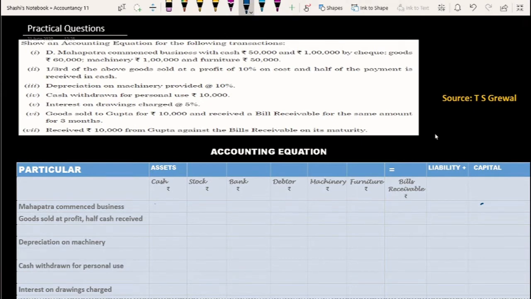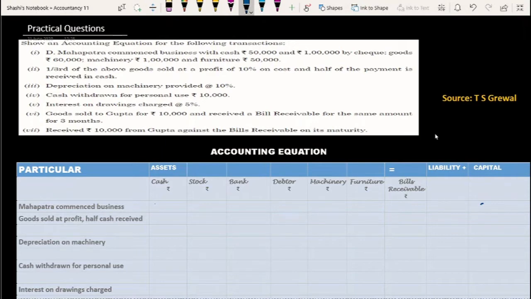following transaction, where the first transaction says D Mahapatra commenced the business with cash of 50,000, 1 lakh by check, and goods 60,000, machinery 1 lakh, and furniture 50,000. So this is the investment by the proprietor D Mahapatra. So we'll be writing all this one by one. So we'll start with the solution also.